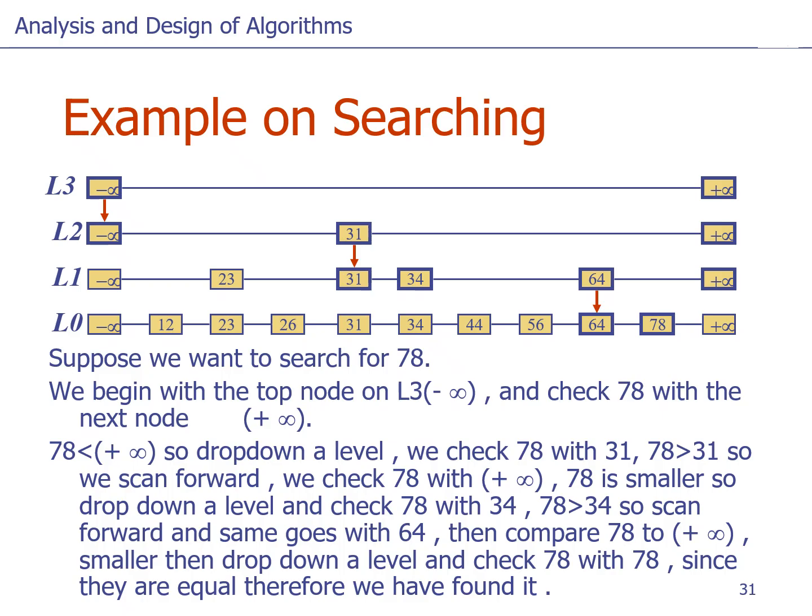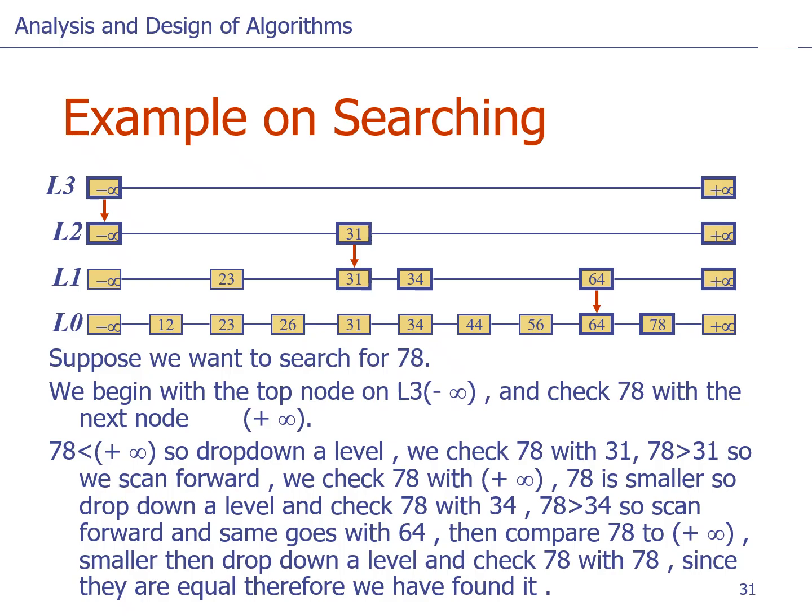We start always with the top. A skip list has this feature that the leftmost node is always minus infinity, and the rightmost node in every level is plus infinity. So I compare 78 with minus infinity. 78 is greater than minus infinity, so I'm still on L3. So I move forward to the next node in L3, which is plus infinity. Now, since 78 is less than plus infinity, while I'm still standing on minus infinity, I will drop down one level. I will do the same exercise again.